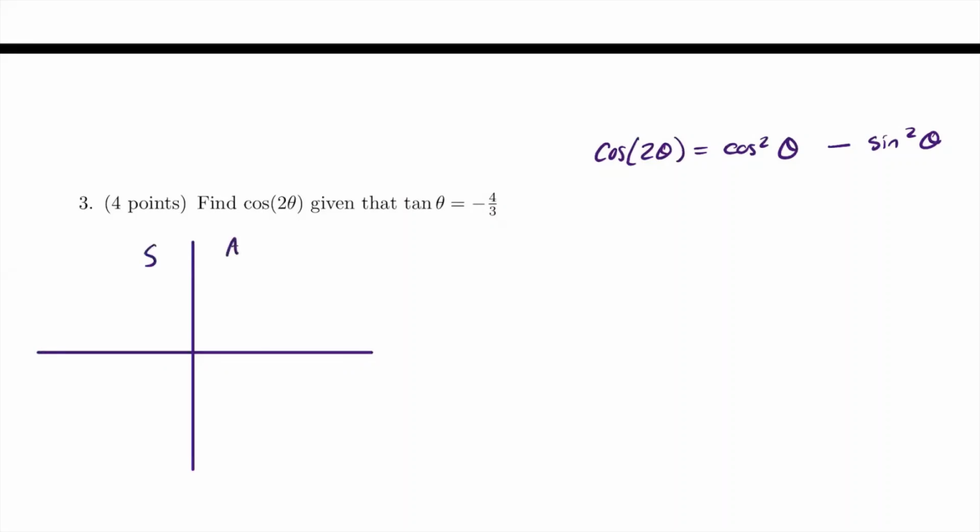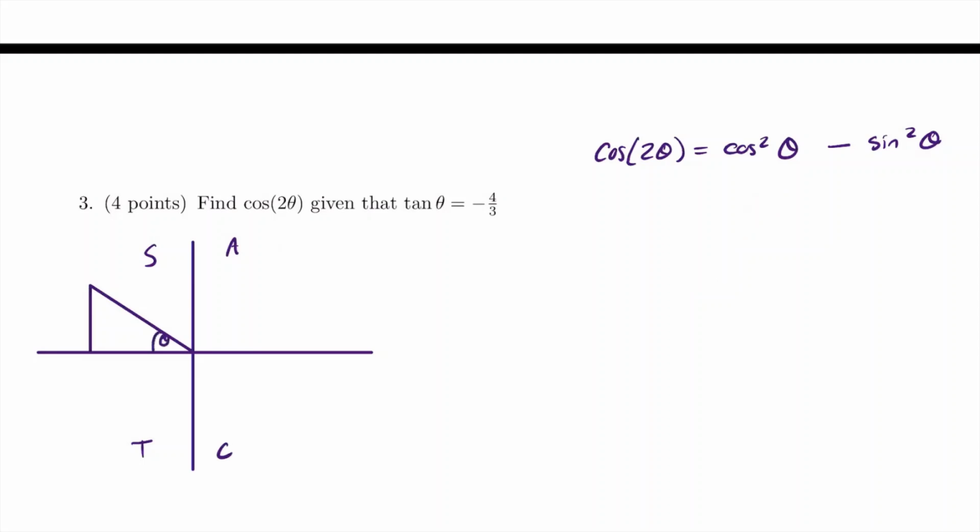So from ASTC, we know that tangent is negative here and here. So that means my right triangle is either in the second quadrant or the fourth quadrant. And it doesn't matter which one you pick, either way, one of the values is going to be negative, sine or cosine. But then when you square them by plugging into this formula, the negative will disappear. So I'm going to go ahead and draw the triangle in the second quadrant.